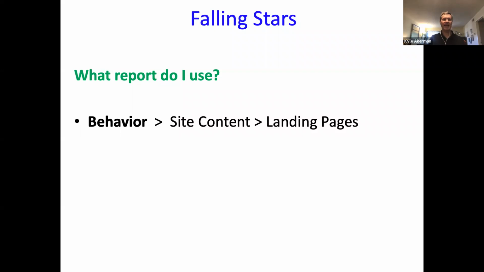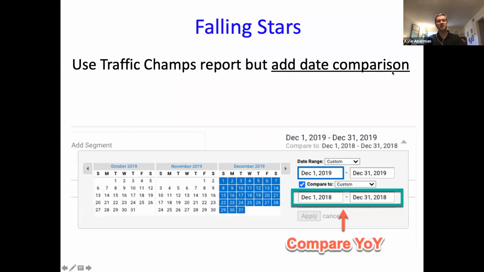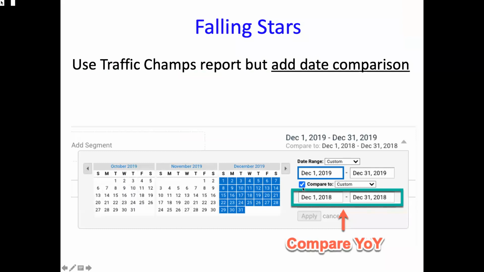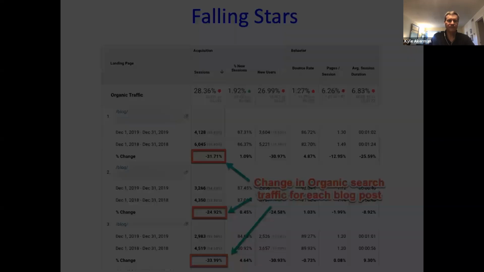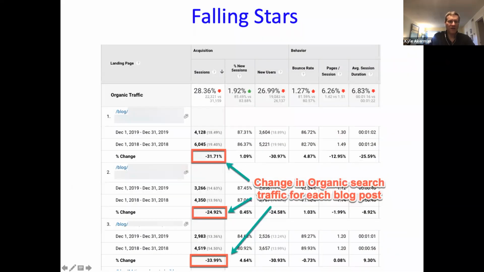But this time we're going to add a date comparison, because here's how we're going to quickly see which posts are declining the most. In this case, I'm looking at an entire month, just the month of December. Then you click compare to, you can't see it here, but there's a little pull down that says compare to previous year. So we're doing a year over year. Then you'll see the percentage, and since we're looking for falling stars, we're looking for the biggest drops, popular posts with big drops.